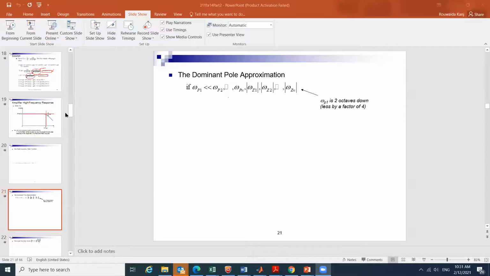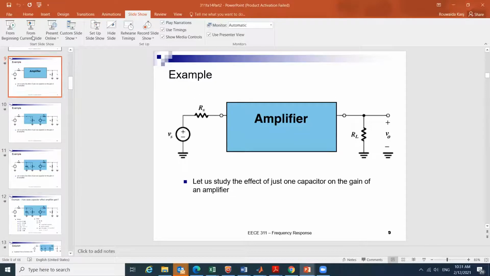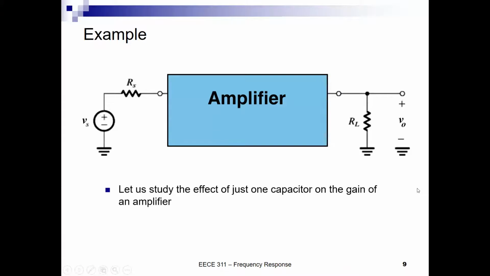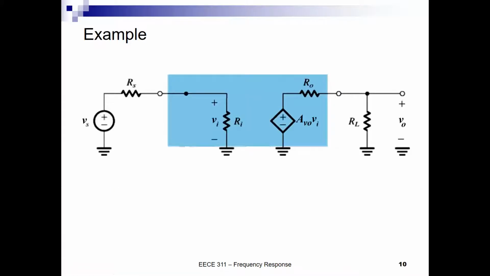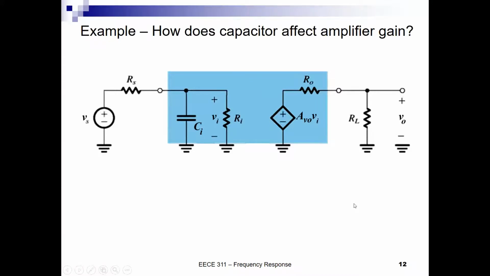and let us look through the slides, what happened here. So what we did today is we looked at the amplifier circuit, and in the amplifier circuit we said that this is typically how the amplifier looks like, and we're going to add a capacitor Ci here, and we want to study its effect on the gain of the amplifier.